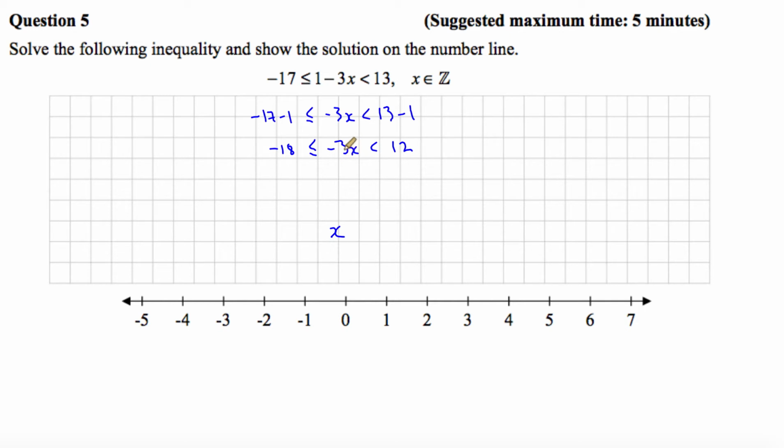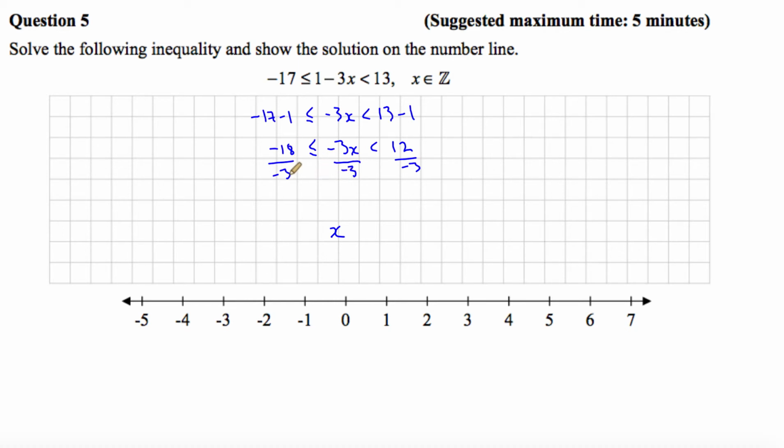Okay, so now in the middle I have minus 3x, when all I want is x. So I'm going to divide everywhere by minus 3. If I divide the middle by minus 3, I must divide everywhere else by minus 3. However, you need to remember that when you divide an inequality by a negative number, the signs flip direction.